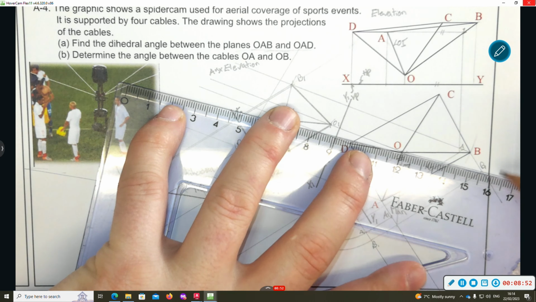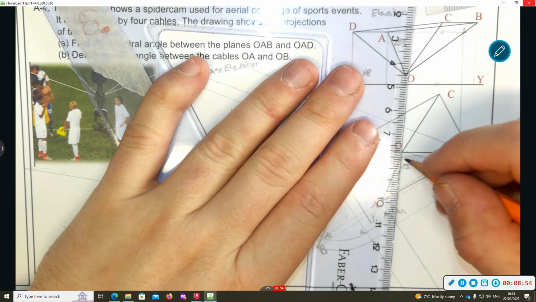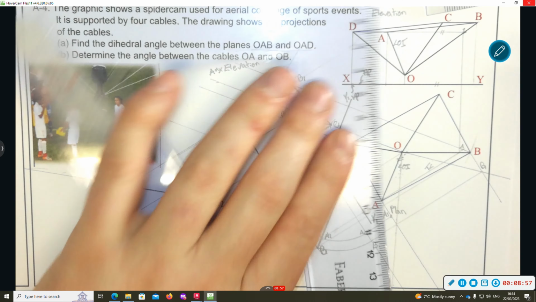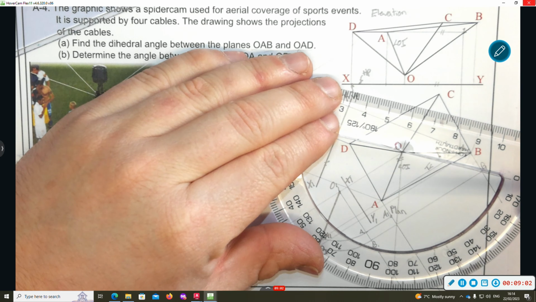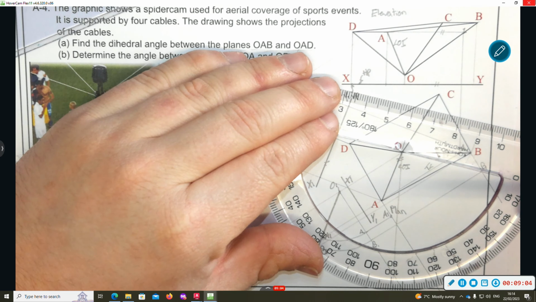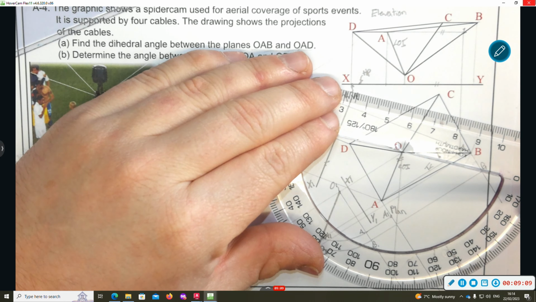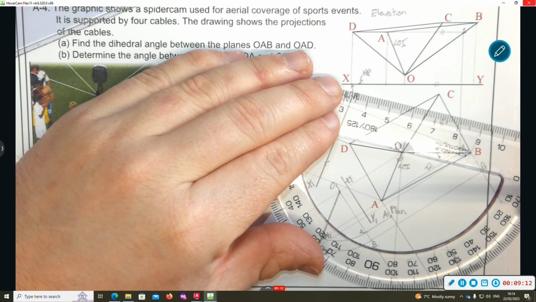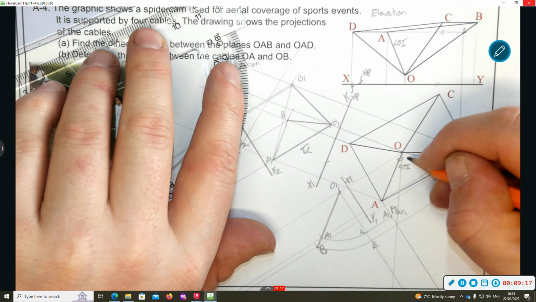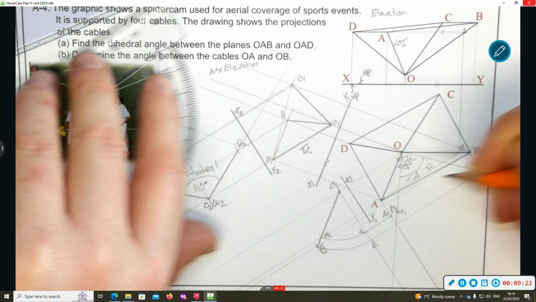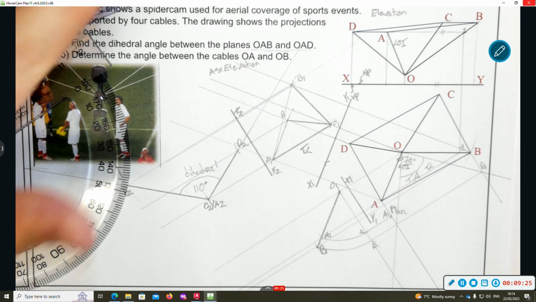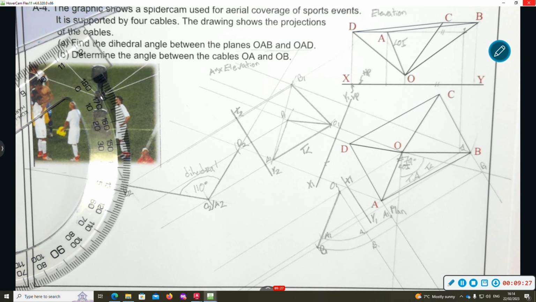So there are joint B1 to O, O to A1, and then I can get my protractor and measure the angle between them, and I am getting 79 degrees as the true angle. So that's that done. Thank you. Cheers. Bye bye.